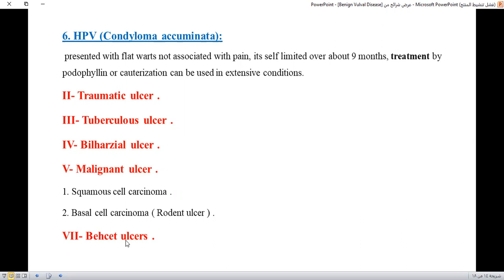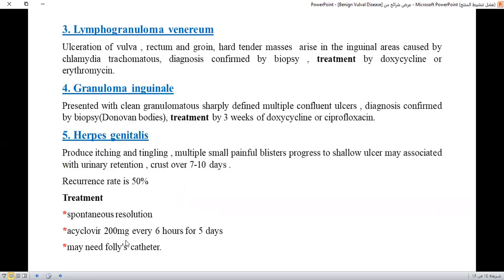Lymphogranuloma venereum means ulceration of vulva, vagina, rectum, and groin. True. Without vagina. We don't have the vagina, only the vulva, rectum and groin, three areas. Yes, very good.